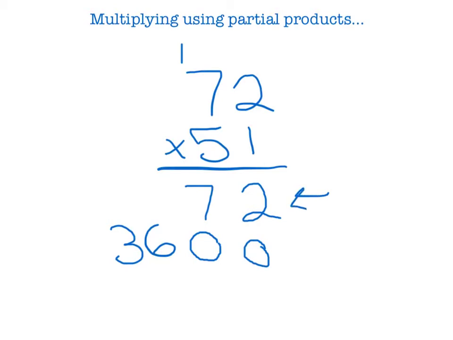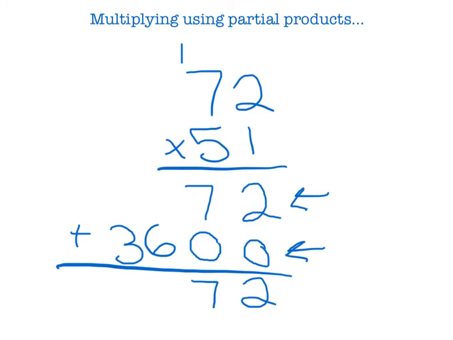We have our partial products down here. To get our final answer, we need to add our partial products together. 2 plus 0 is 2. 7 plus 0 is 7, and we just bring down our 6 and 3 because we're not adding anything to them. Our final answer is 3,672.